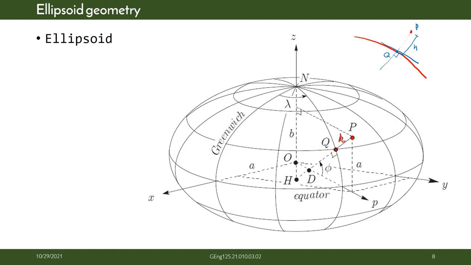So you can see here the orientation of your ellipse or ellipsoid. Usually the x-axis is coincident with the Greenwich meridian, where our longitude is zero. Of course, your z-axis is the rotational axis, and your y-axis is orthogonal to your x-axis. So this is a right-handed coordinate system.